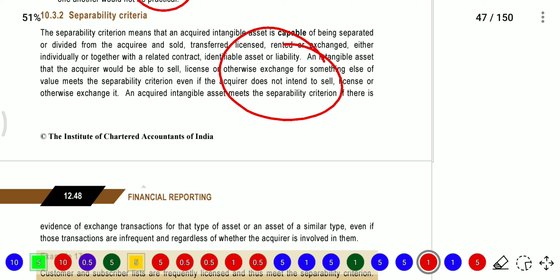If you purchase an asset, then you have the purchase value. If it is internally generated, you do not have that value. So we will consider whether it is internally generated or purchased from the business.